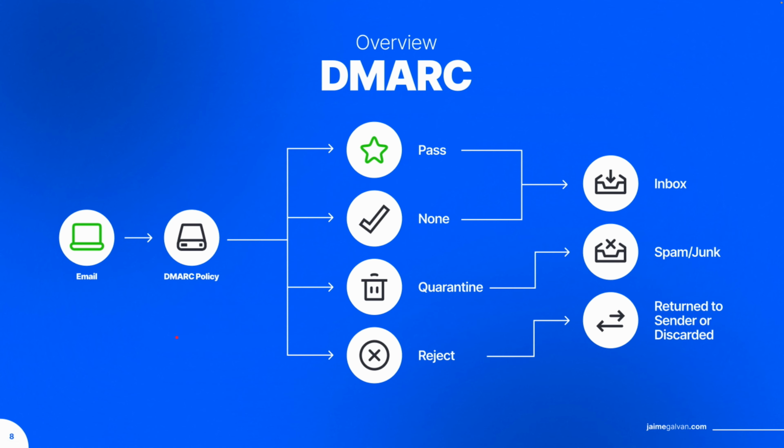So here's the overview of every path. These are the same, just because when you have a policy of none, it's going to put it in your inbox anyway. And if you have a policy of quarantine and it passes, it's going to go in your inbox. If you have a policy of quarantine, it's going to go to your spam. If you have a policy of reject, it's going to be returned to sender or discarded. And you'll start to understand this a little bit more here.